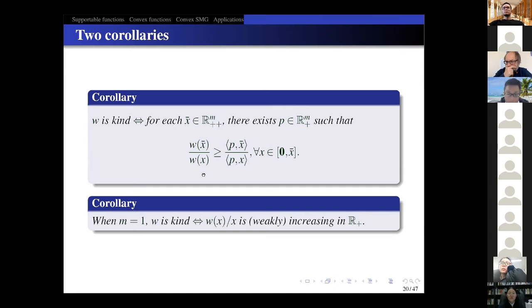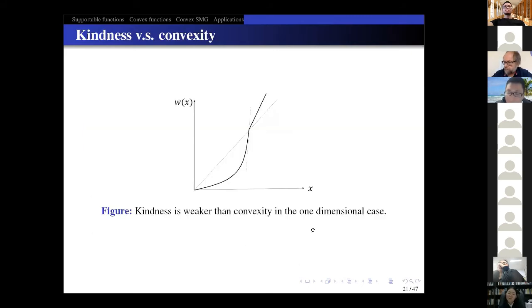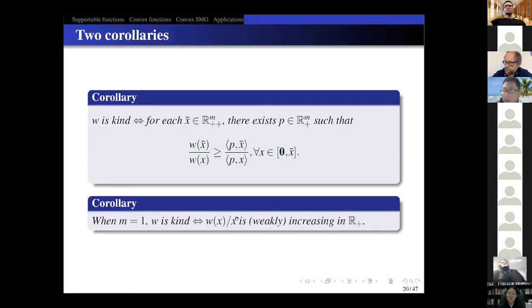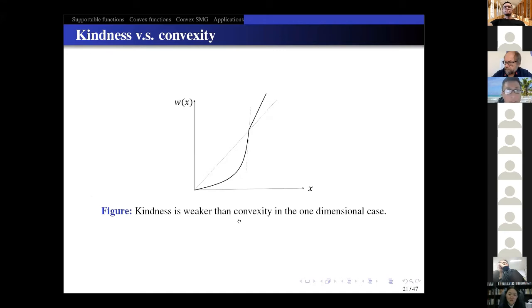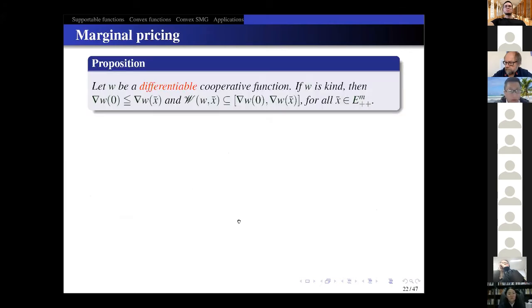So this function W should grow relatively fast. And also we can show that when W is a one-dimensional function, it is kind if and only if W(x) divided by x is weakly increasing. So this is very neat, and we may feel that this is just another version of convexity. But let me show you that this is weaker than convexity. For a one-dimensional function, if it is convex, then it must be kind. But a kind one-dimensional function may not be convex.